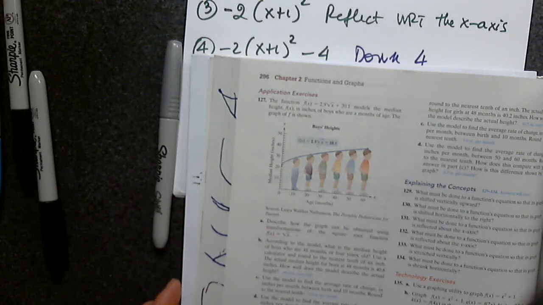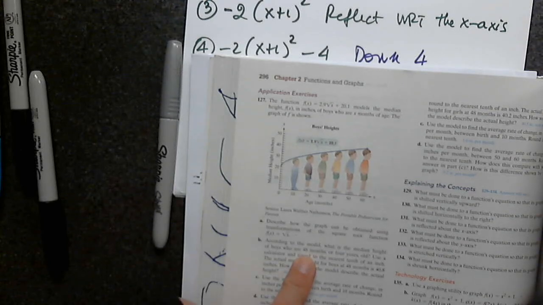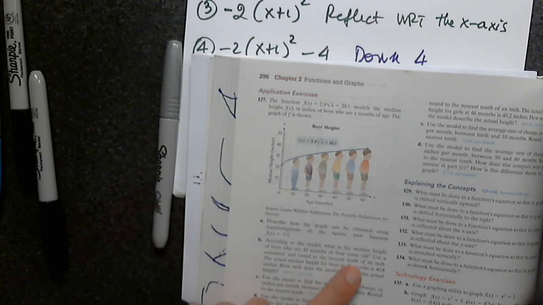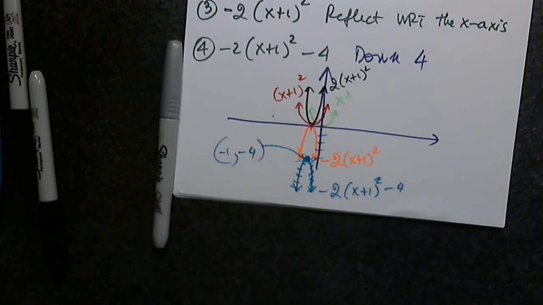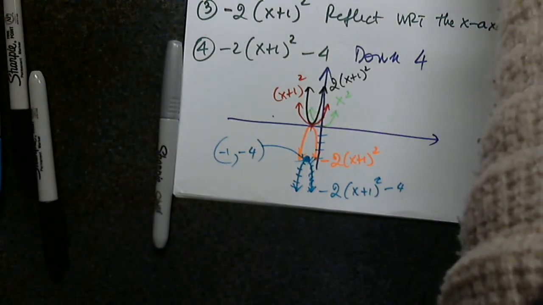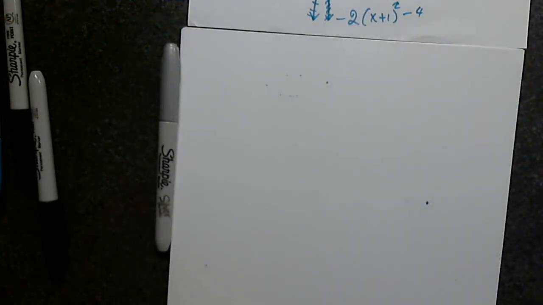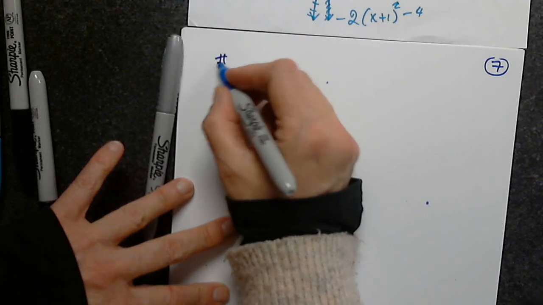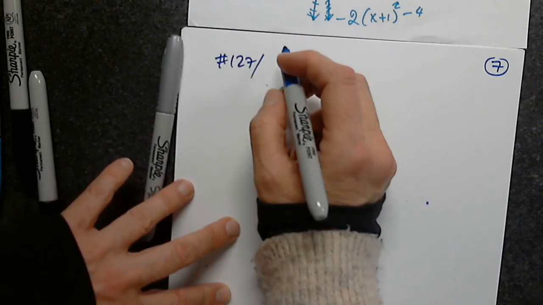Let's write it down. And then part B, they're asking us to determine the height using the model. Determine the height of boys at 48 months of age, and also compare to the actual. They're giving us the actual. So let's write it down. Problem 127 on page 296. So this is an application of exactly what we are discussing right now. 127, on 296, yes.